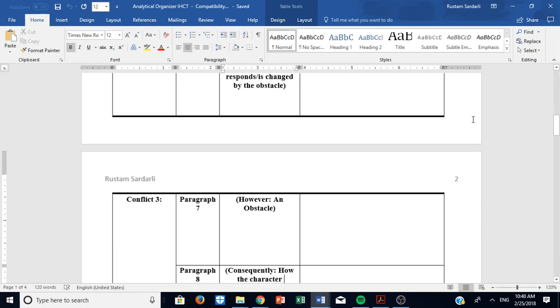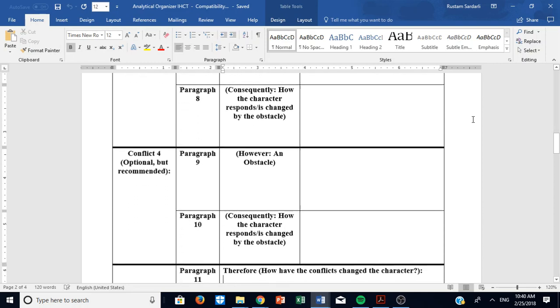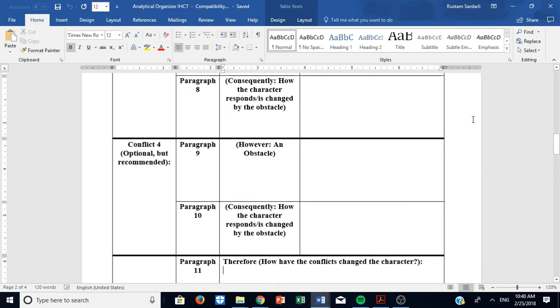So each of those obstacles and reactions is going to add 2 paragraphs to your essay. So you have 4 conflicts, 2 paragraphs each. That's going to add up to 8 extra paragraphs outside from your initially, as well as your therefore, introduction, and conclusion.